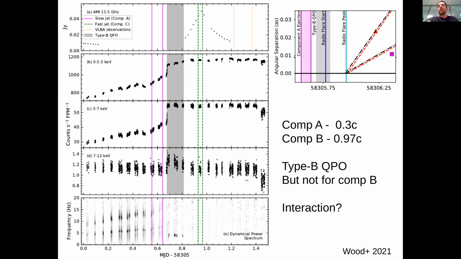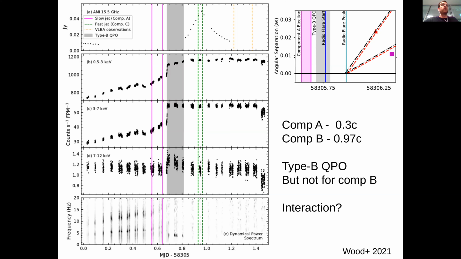meaning that this is the first time that we've been able to truly connect the presence of that type B QPO with the jet launching. However, interestingly, there was no similar connection detected for the more rapidly moving second component here, which is interesting in itself. So this is a really fantastic result and does show for the first time what appears to be a clear connection between the jet launching and the onset of the type B QPO. But as you can see, there's still some really interesting things going on.